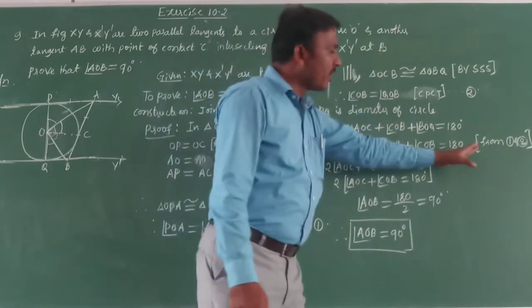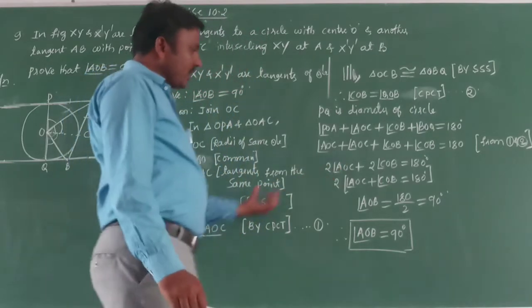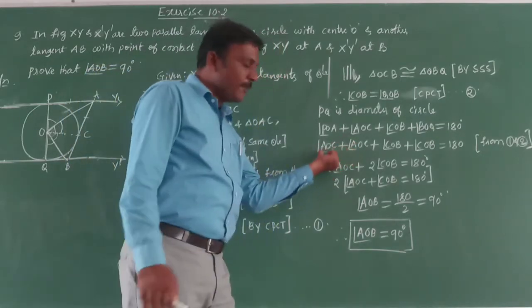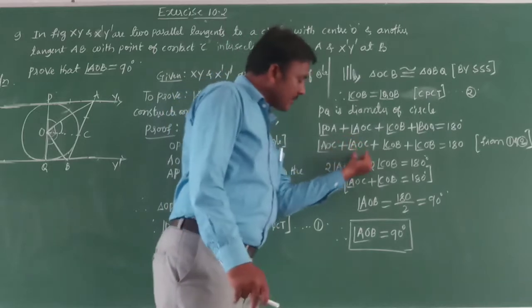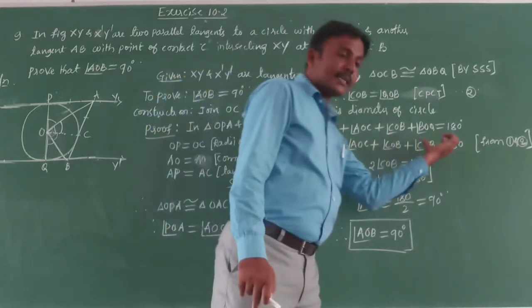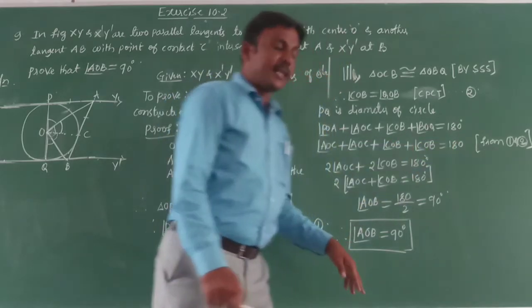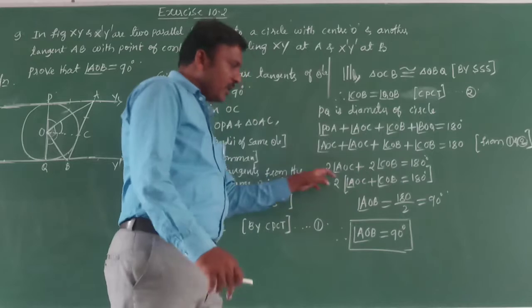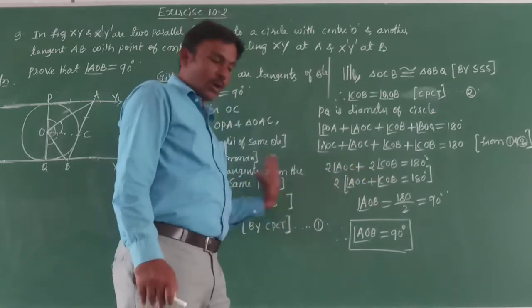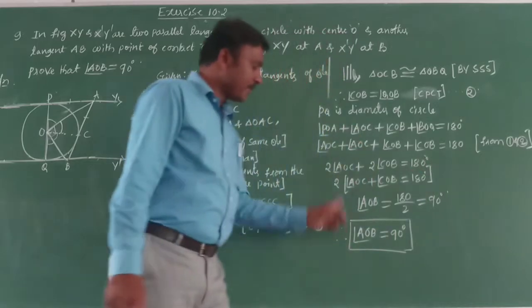From equation number 1 we have to replace POA with AOC, so you have to substitute. After substituting, angle AOC plus angle AOC gives us 2 times angle AOC, plus angle COB plus angle COB, 2 times angle COB, that is equal to 180 degree. Now 2 is common on this LHS, so take 2 common. Angle AOC plus angle COB is equal to 180 degree.